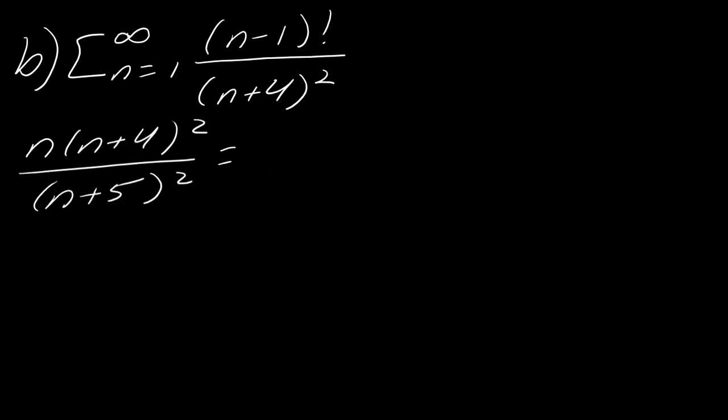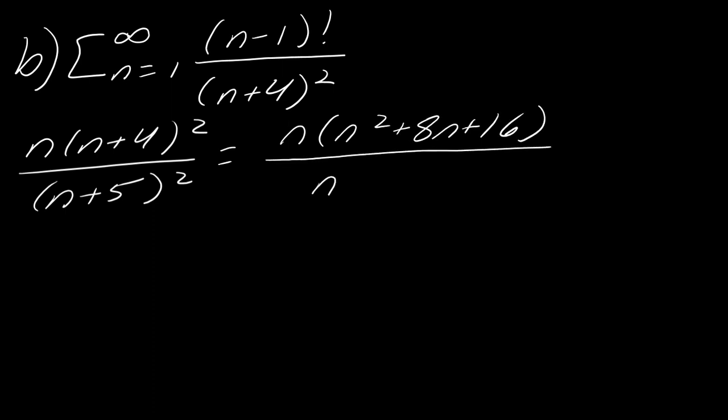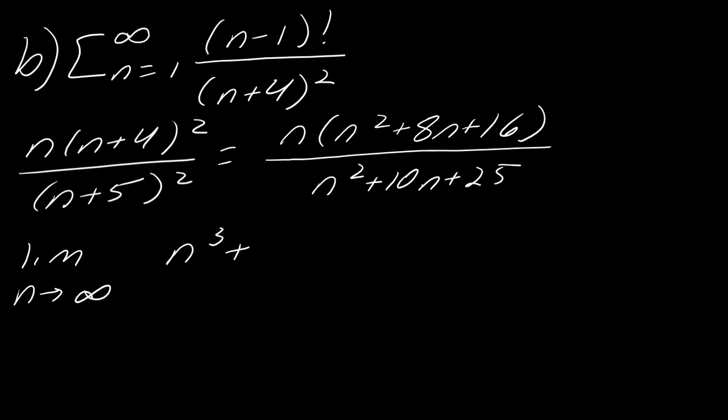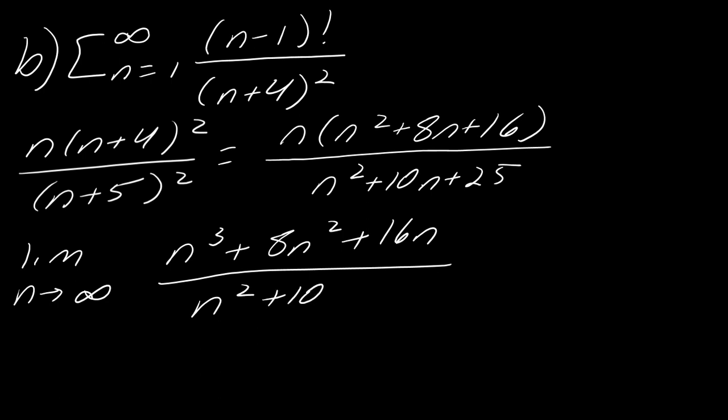So let's clear some space. Let's keep working this out. So this becomes n squared plus 8n plus 16. And then this will be n squared plus 10n plus 25. So now I can take the limit as n goes to infinity. So this is n cubed plus 8n squared plus 16n, and then in the bottom, n squared plus 10n plus 25. I can tell just by looking at this now, since I have the higher exponent on top, that this is going to end up going to infinity.